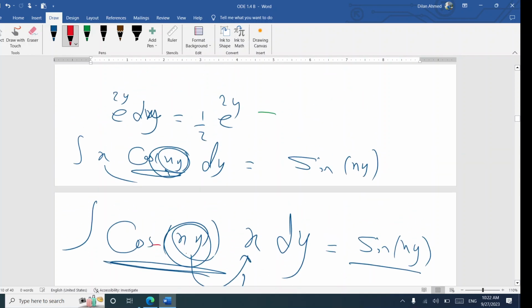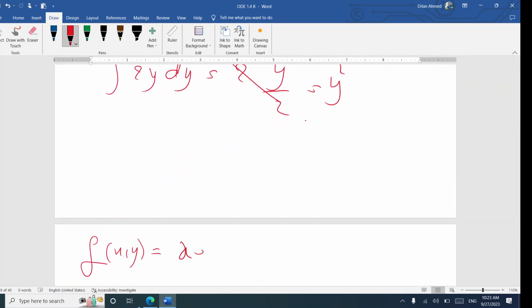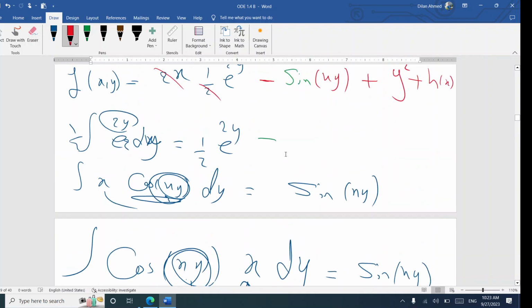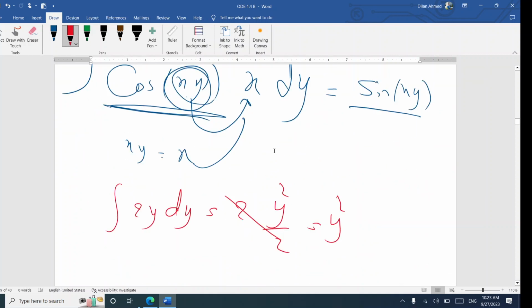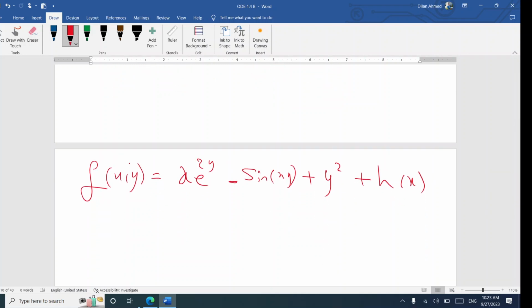which is equal to, let me write, x e to power 2y, minus sine xy, plus y squared, plus h of x. Do you agree with me, Kaka? This is the fourth step. So first checking, second, finding m and n, third, which one is used, fourth, integral, fifth one is what? Derivative, partial derivative, thank you.